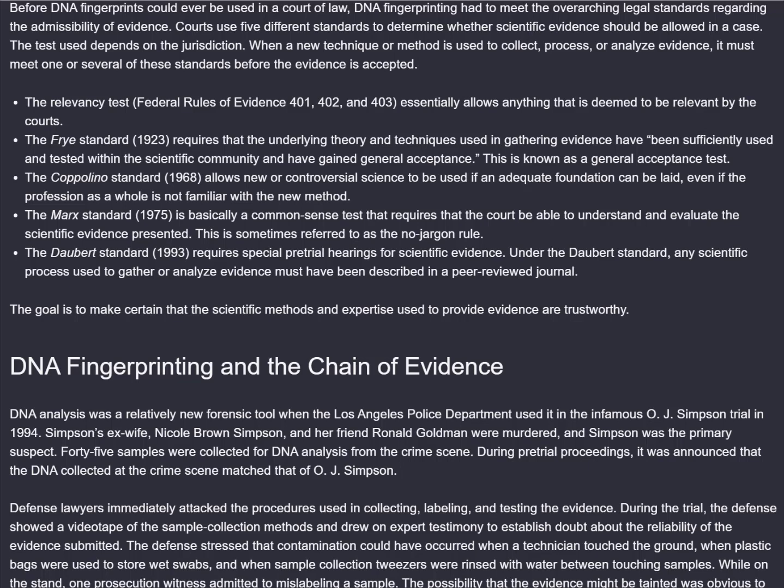Courts use 5 different standards to determine whether scientific evidence should be allowed in a case. The test used depends on the jurisdiction. When a new technique or method is used to collect, process, or analyze evidence, it must meet one or several of these standards before the evidence is accepted.